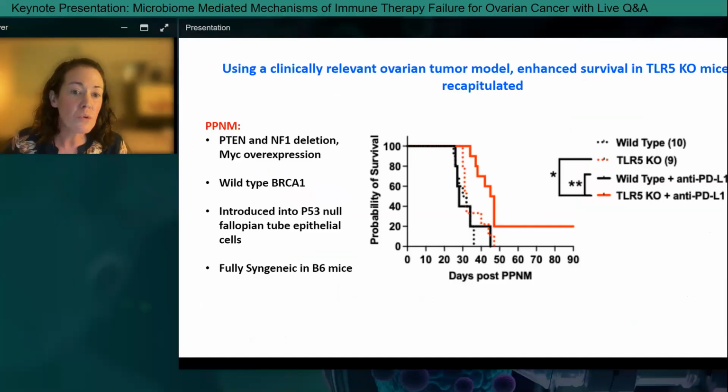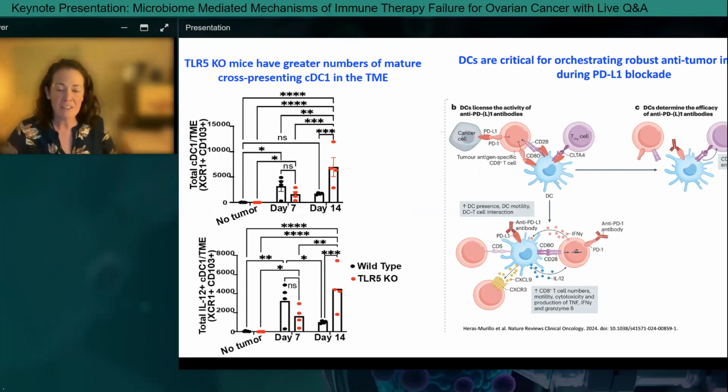We also used a more clinically relevant ovarian tumor model that is developed from the fallopian tube epithelium, which is thought to be the cell of origin for ovarian cancer. And so these tumor cells are another orthotopic model that harbor common mutations that are found in high-grade serous ovarian cancer. And again, what we find is that although the survival benefit is not as dramatic, there is a slightly improved response in TLR5 deficient animals during checkpoint blockade. And so we wanted to understand what might be driving some of these differences.